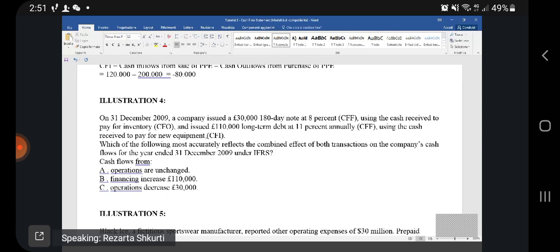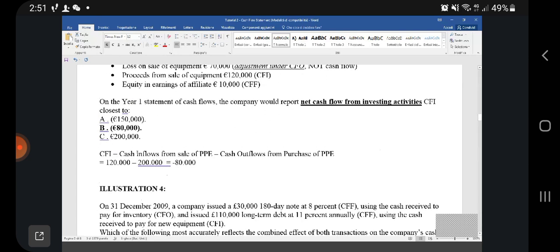We see that CFO here has been impacted, okay, so that's not true. What about cash flows from financing? Have they been increased by 110? No, it has been an increase by 30,000 plus 110,000, so this is not true again. What about the operations? Have they been decreased by 30,000? Yes. When we pay for the inventory, 30,000, this means that the cash flows from operations will be decreased by 30,000, and that is the correct alternative.